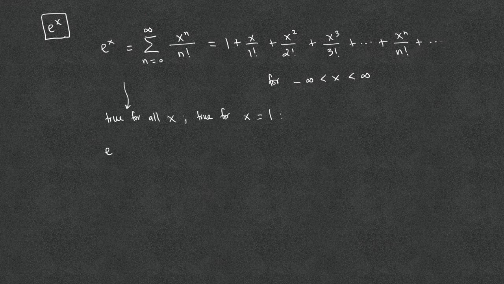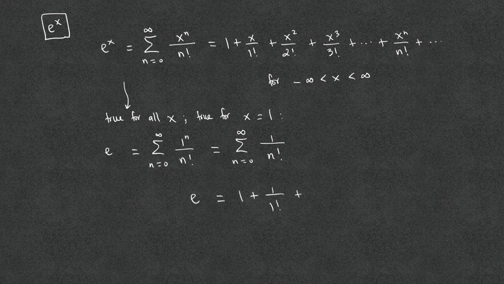And so it is true for x equals 1. We plug in x equals 1 into this series to get 1^n over n factorial, which is the series 1 over n factorial. And so e is a number such that e is 1 plus 1 over 1 factorial plus 1 over 2 factorial plus 1 over 3 factorial plus dot dot dot plus 1 over n factorial.